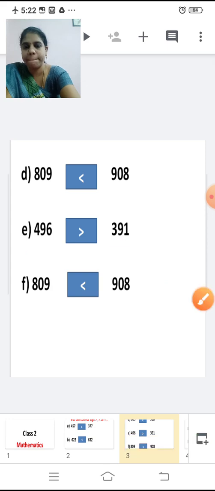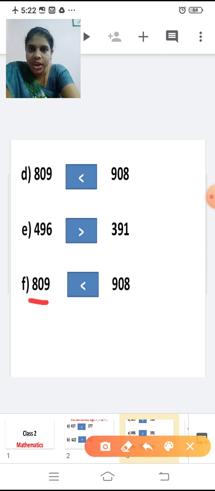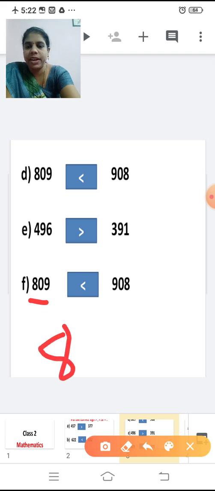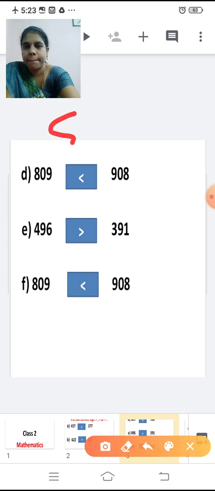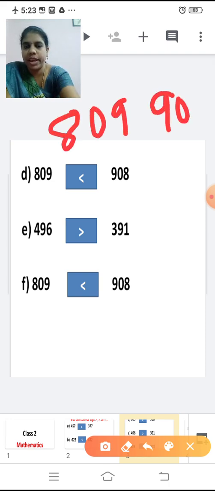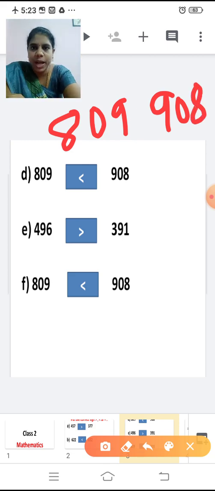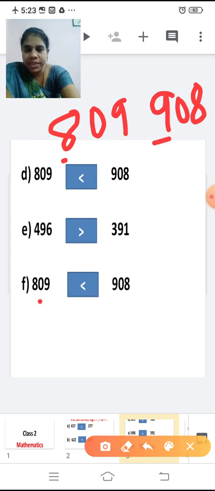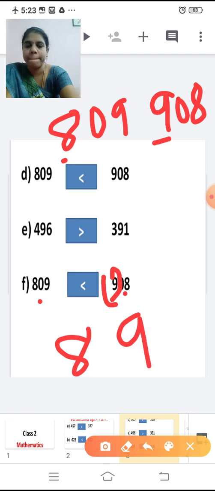Last one. We are going to compare between 809 and 908. Now we are going to compare between these two numbers. First see the digit at the hundreds place. In the first number we have 8 in the hundreds place. In the second number we have 9 in the hundreds place. Now tell me whether 8 is greater than or less than 9.